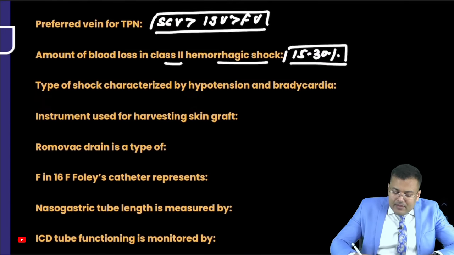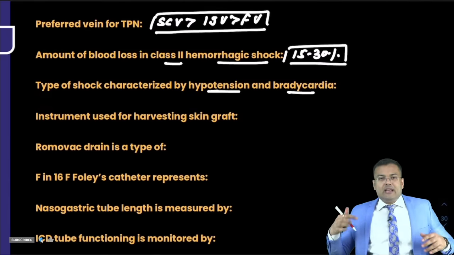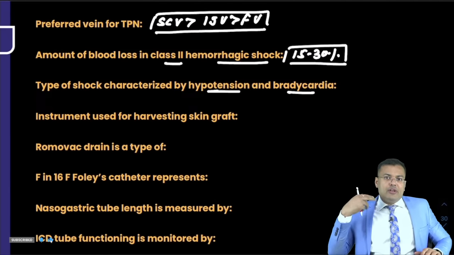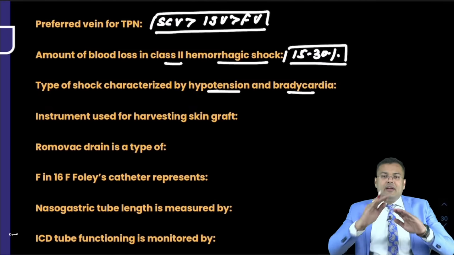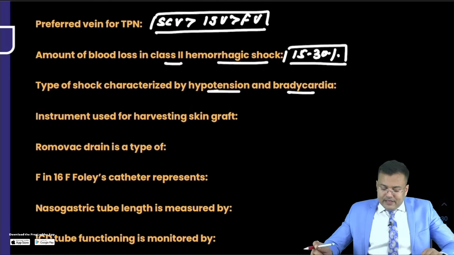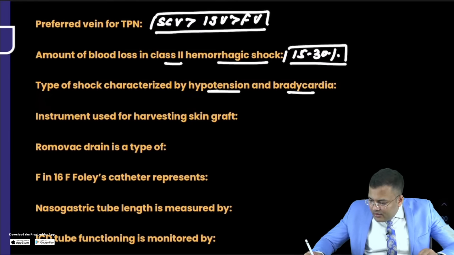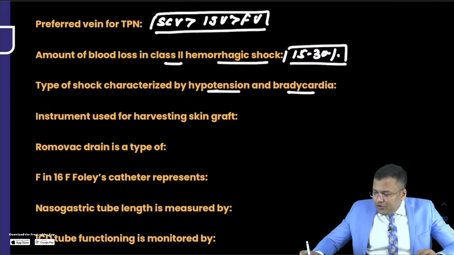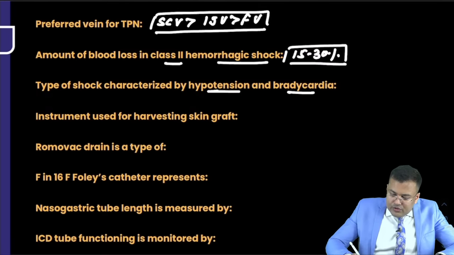Next, type of shock in which there is hypotension and bradycardia. In this case, there is loss of sympathetic tone. That's why there is bradycardia. These patients are having warm peripheries. Tell me. Neurogenic. Sarvesh Dubey. Very good, Sarvesh. It is neurogenic shock.